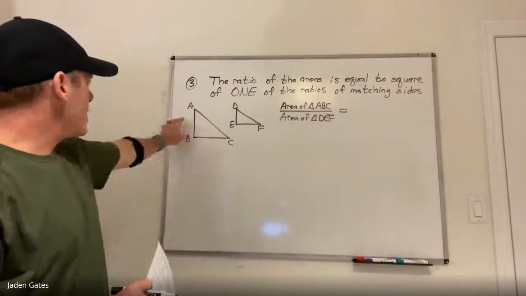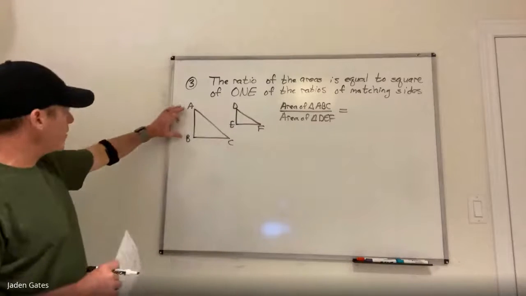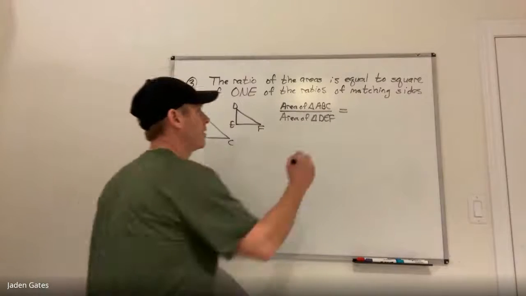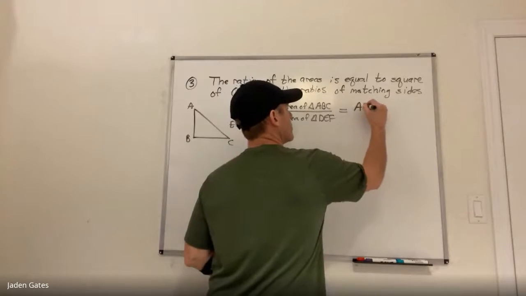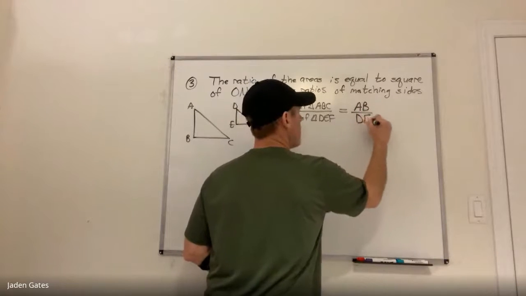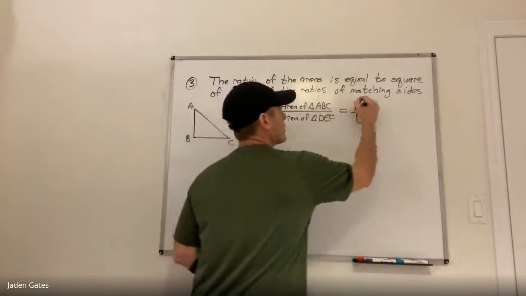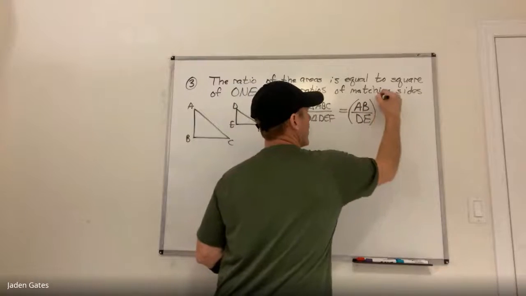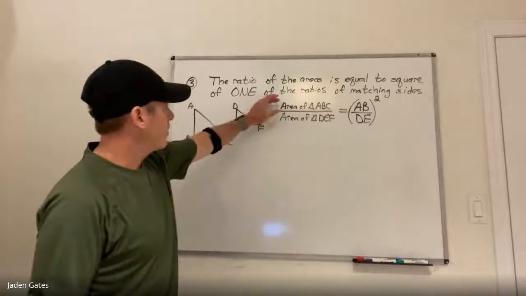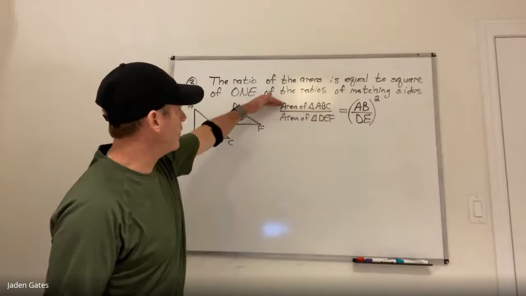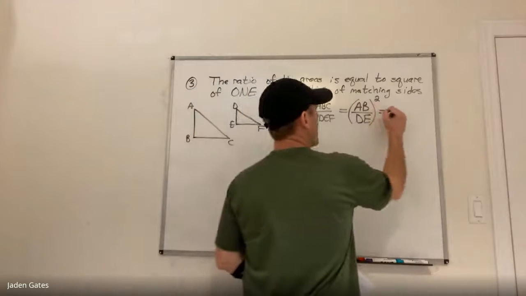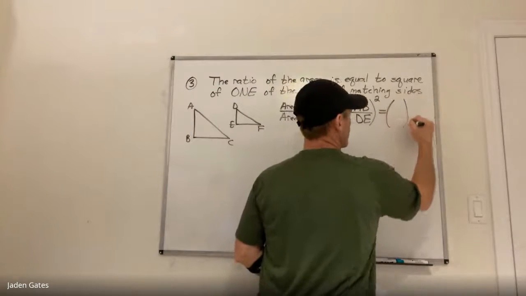So that could be equal to, say, the ratio if I compare AB divided by DE. But again, it's the square of that ratio. There we go. So again, the big triangle information's on the top, little triangle on the bottom. But it can also work for any of the side ratios.